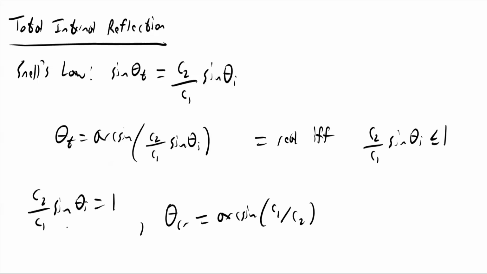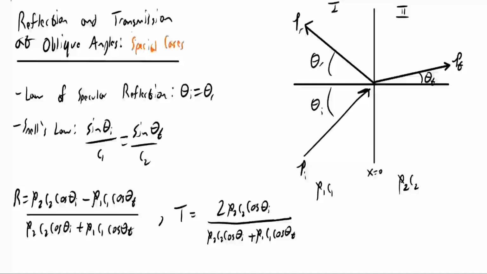Now, why is this important? Well, at critical incidence, the transmitted wave travels parallel to the interface, i.e. it travels at 90 degrees. So if we go up here again and we change color, you can think of an incident wave coming in like this, and then at critical incidence or at a critical angle, the wave in the second medium goes right along the interface. So we'll call this critical angle.